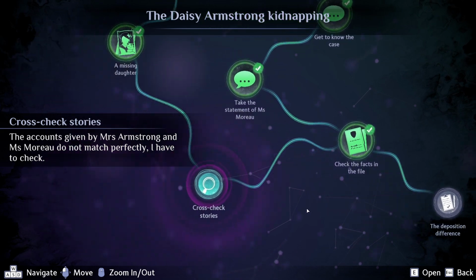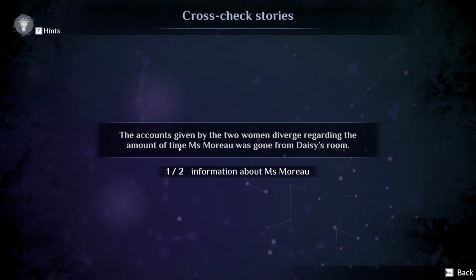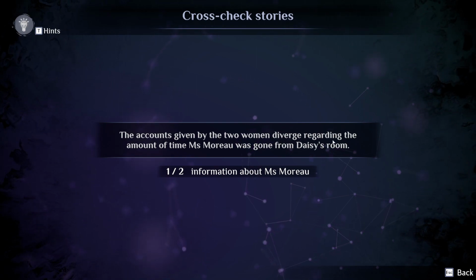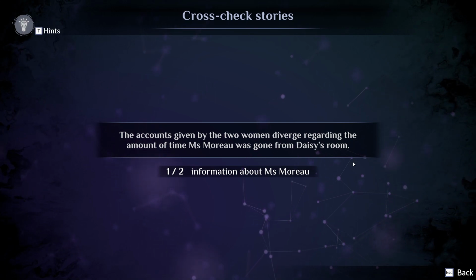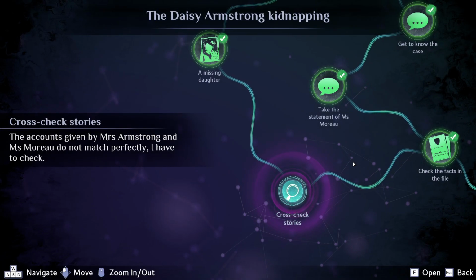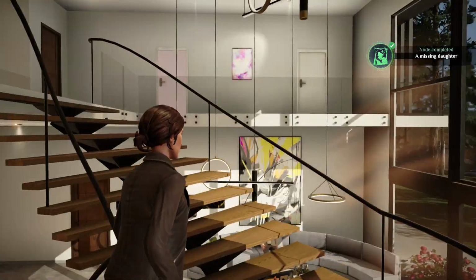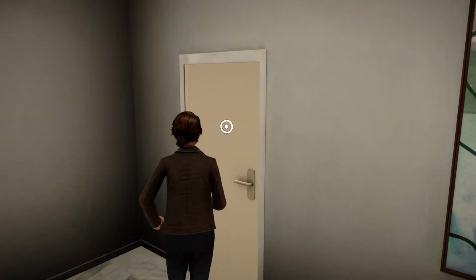Okay. So we have to cross-check those facts now. Accounts given by the two women diverge regarding the amount of time Miss Moreau was gone from Daisy's room. Okay, so I need to go to this Miss Moreau. Is it Moreau, right? Room and ask her again.